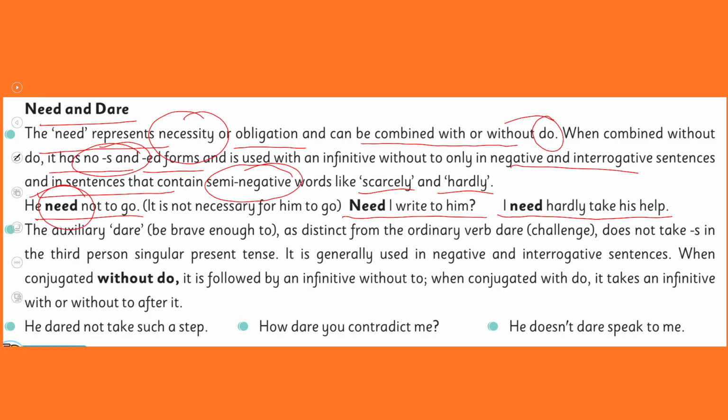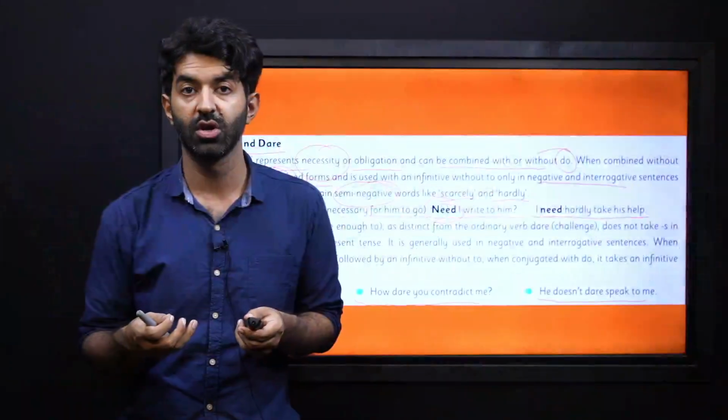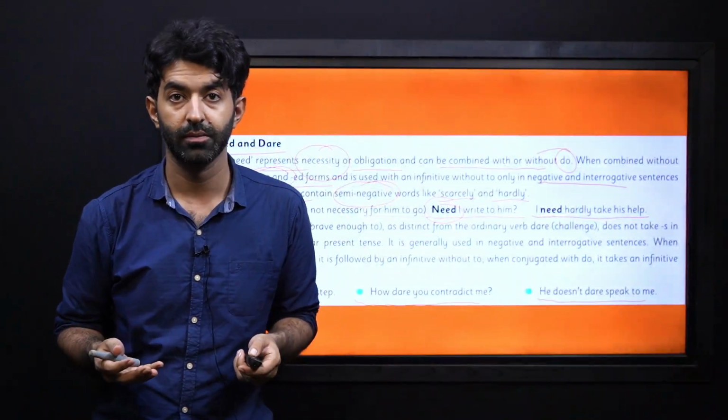So you can use these for showing obligations or necessities. The auxiliary word dare, meaning being brave enough, can also be used. For example, he dared not take such a step, or how dare you contradict me? He doesn't dare speak to me. So dare includes your bravery, the courage, whether you have it or not.